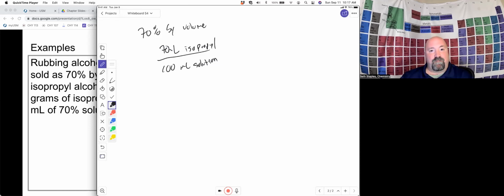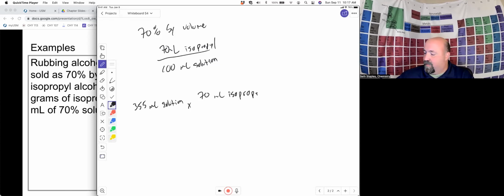That's how we're going to convert back and forth between our volume of actual isopropyl alcohol versus our volume of the entire solution. We were told that we started with 355 milliliters of solution in general. That's what's coming in the bottle. We're told that 70% of that by volume is the actual isopropyl alcohol.